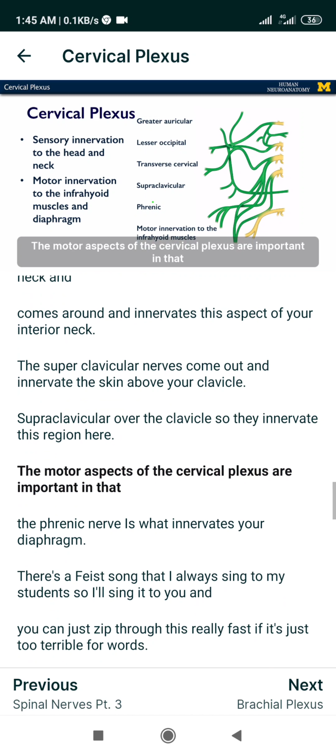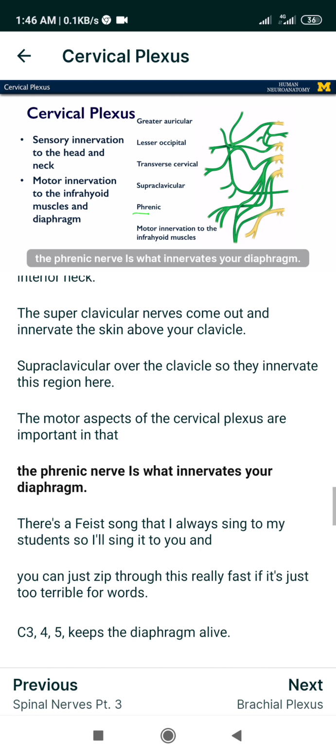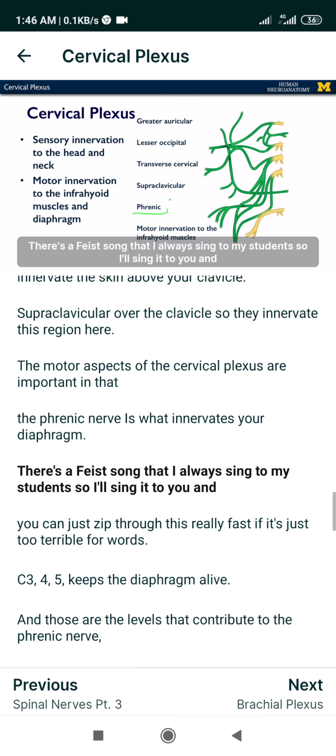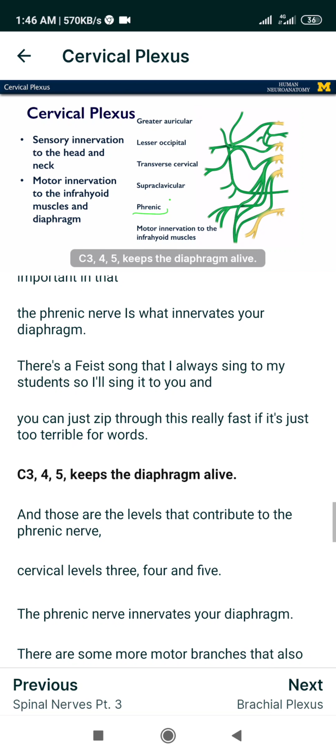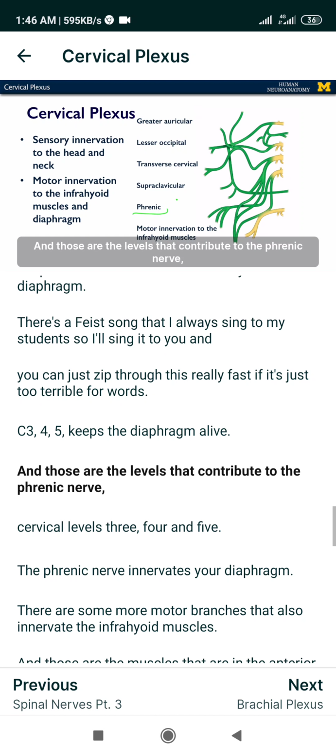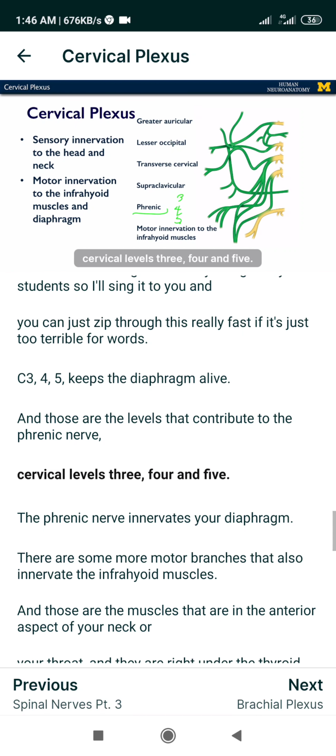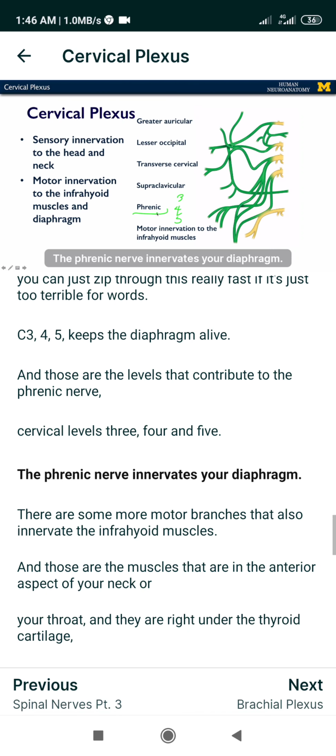The motor aspects of the cervical plexus are important in that the phrenic nerve is what innervates your diaphragm. There's a Feist song that I always sing to my students, so I'll sing it to you, and you can just zip through this really fast if it's too terrible for words. C3, 4, 5 keeps the diaphragm alive, and those are the levels that contribute to the phrenic nerve. Cervical levels 3, 4, and 5. The phrenic nerve innervates your diaphragm.